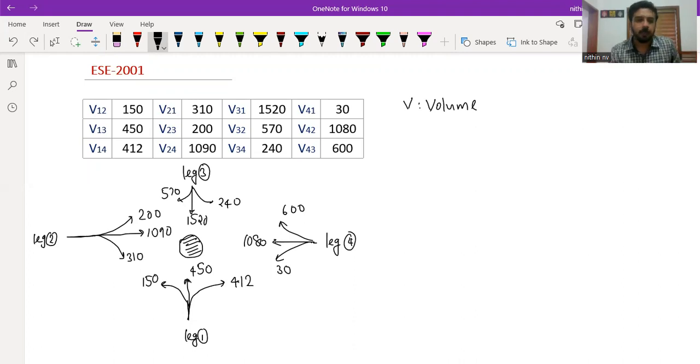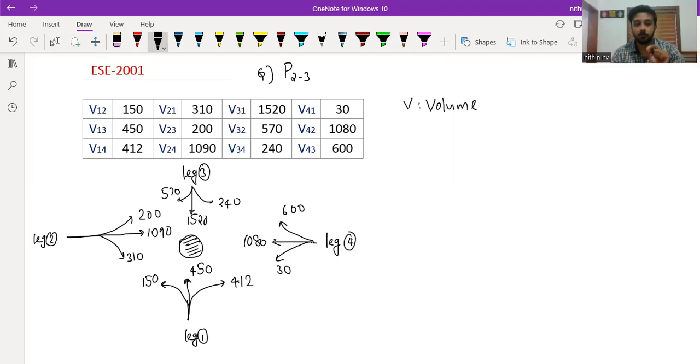Okay, now let's see. In this question, what do you actually need to calculate? You can just mention that question also. I need to calculate the weaving ratio between simply 2 and 3. That's it. So between 2 and 3, I need to calculate the weaving ratio.